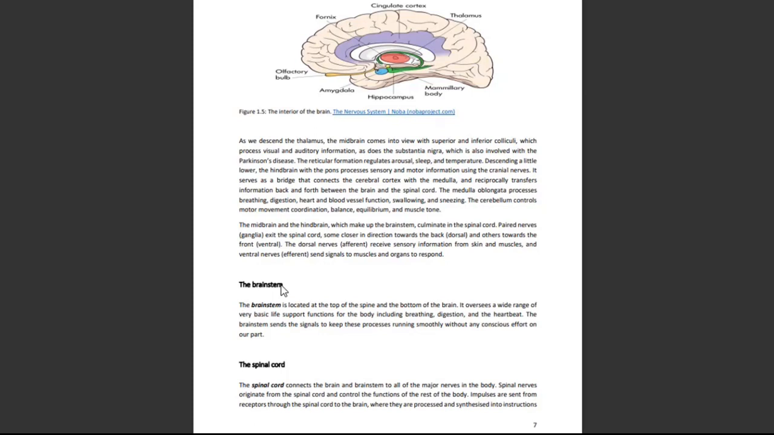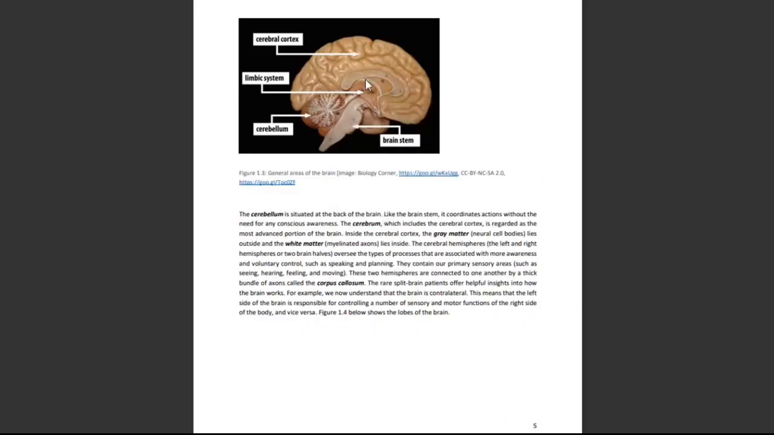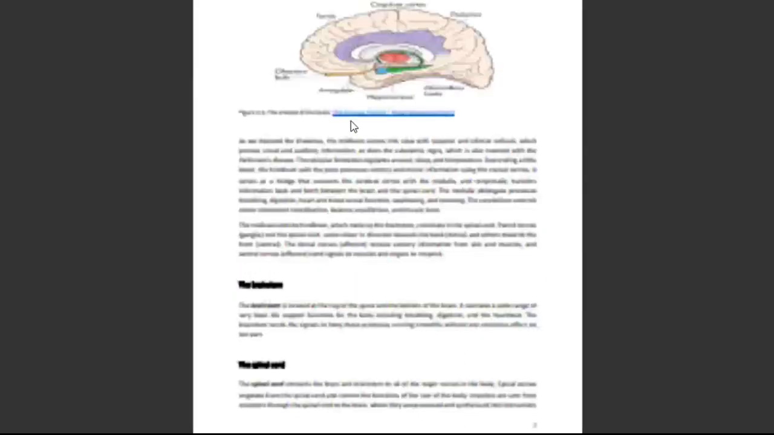Then you have the brainstem and the spinal cord. The brainstem is short, straight to the point. The brainstem is located on the top of the spine as well as the bottom of the brain. It regulates the brain and the spinal cord. It oversees a wide range of basic life supports. Where's the brainstem? This is your brainstem. There's the brain and the spinal cord. It's here. It acts as a connection between the brain and the spinal cord.